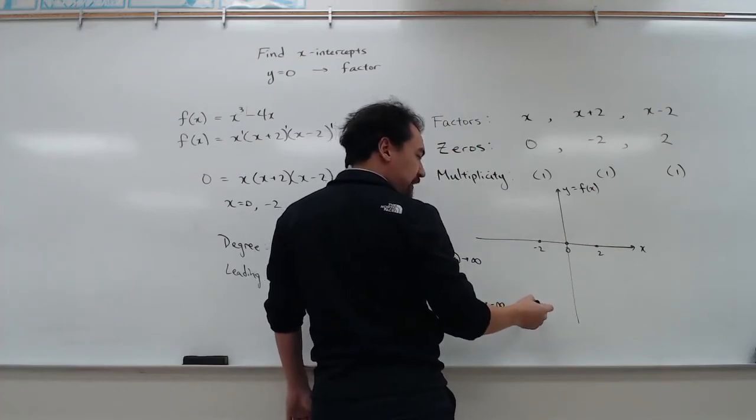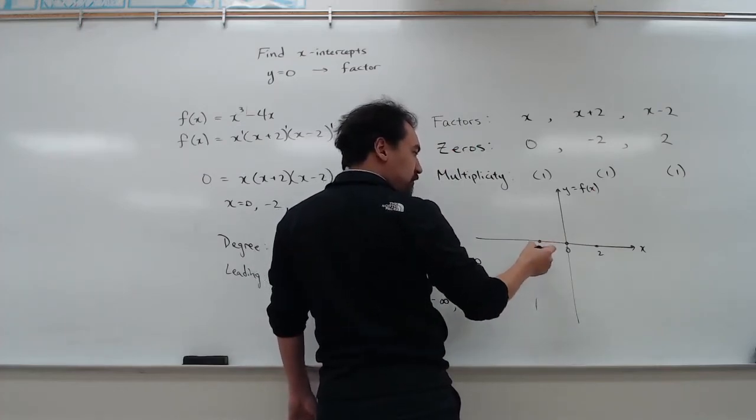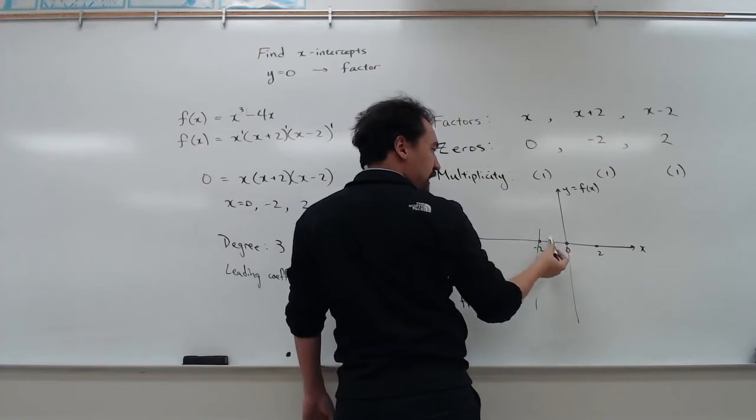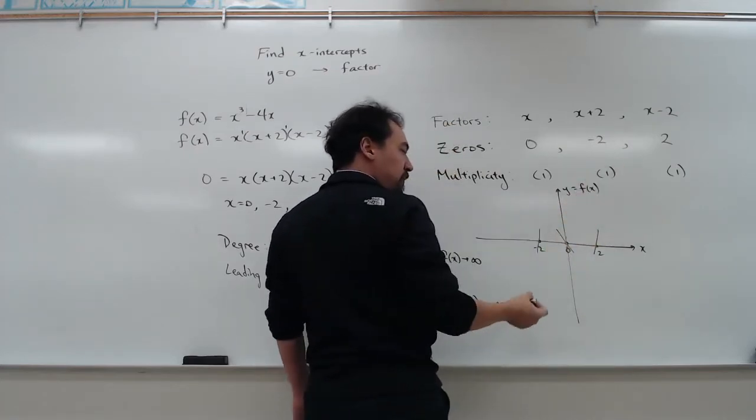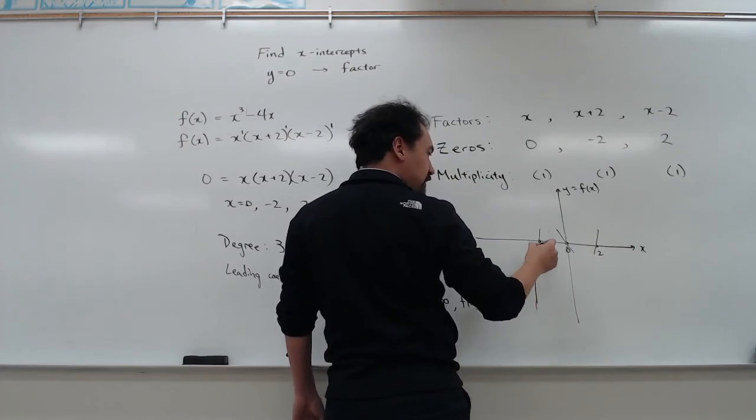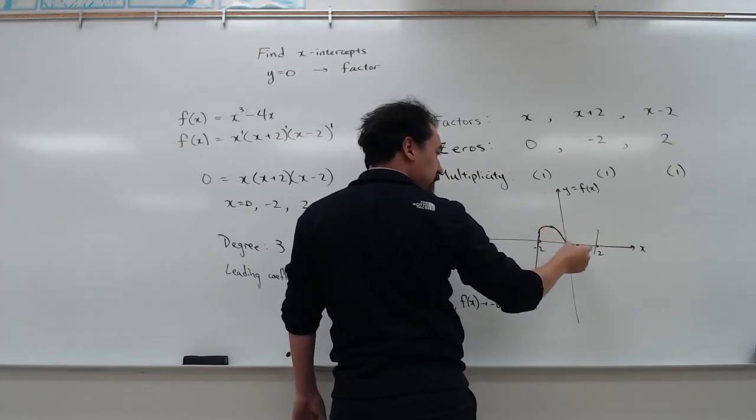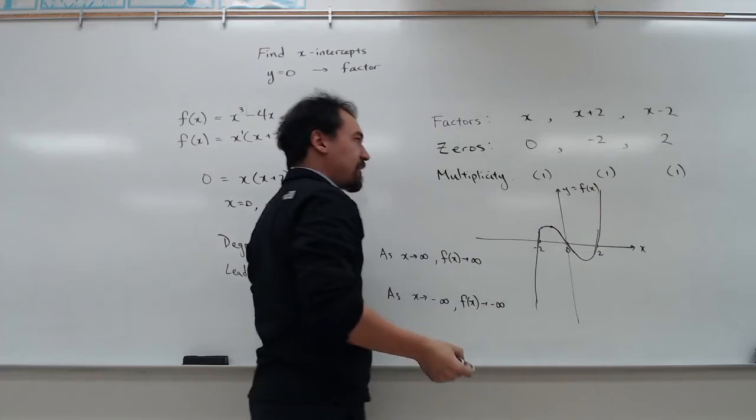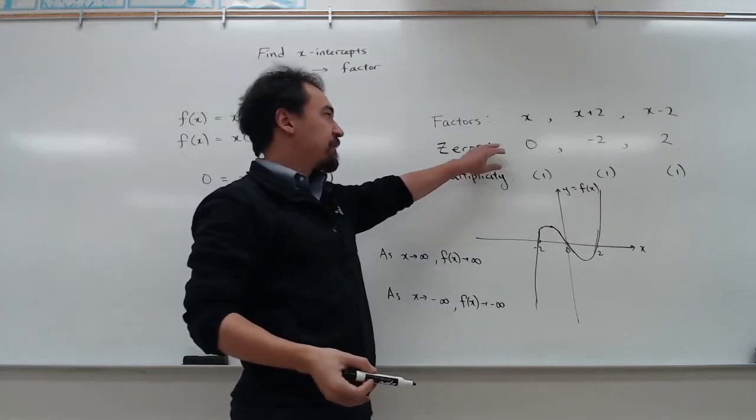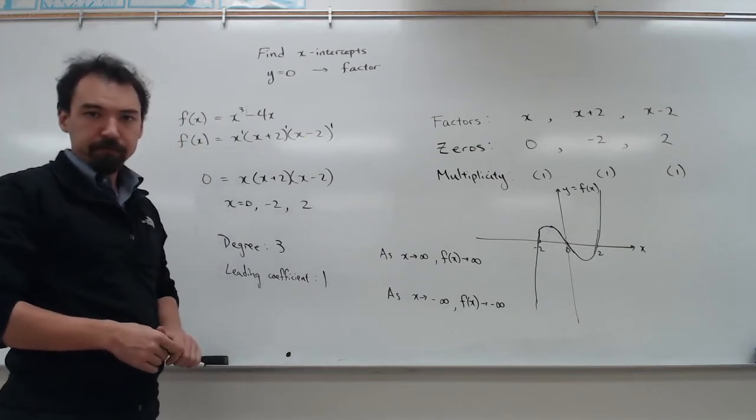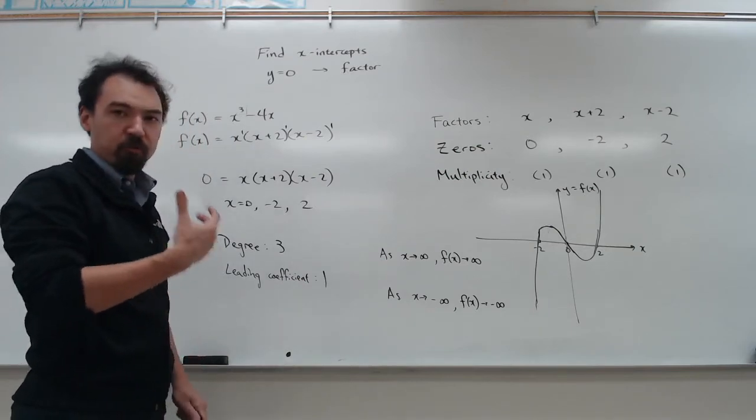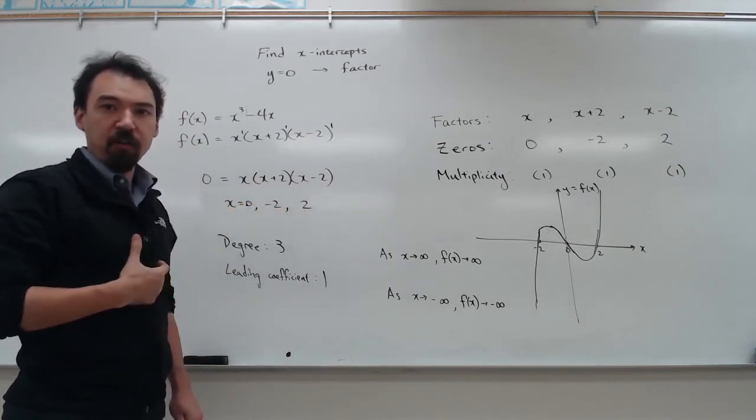So I can say if I start down here, but then cross the x-axis, then cross the x-axis here, then cross the x-axis and end up over there, I can make a sketch of my graph that looks like this, off of the zeros, the multiplicity, and the end behavior. And this is how we're going to try to approach graphs from here on for a while.